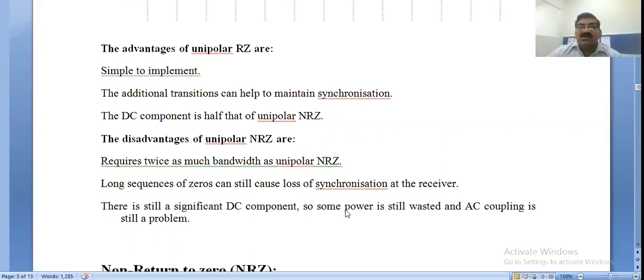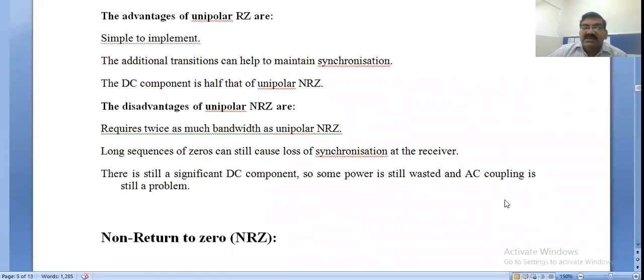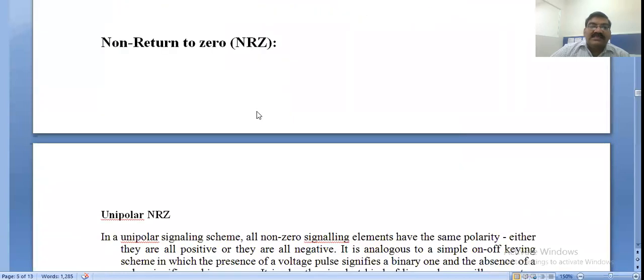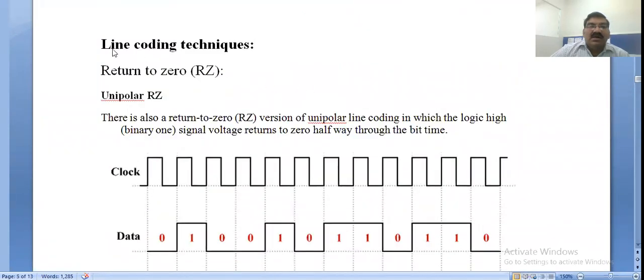So some power is still wasted and AC coupling is still a problem. The DC component is comparatively high, and AC coupling is the problem. So this is what return to 0. Now we will go for the next, that is non-return to 0, NRZ. So this is linear coding.